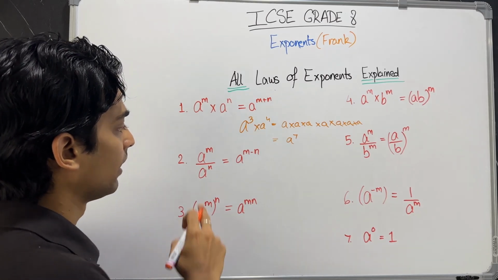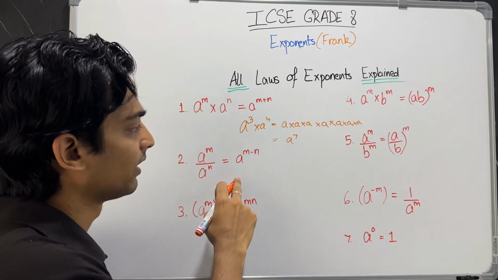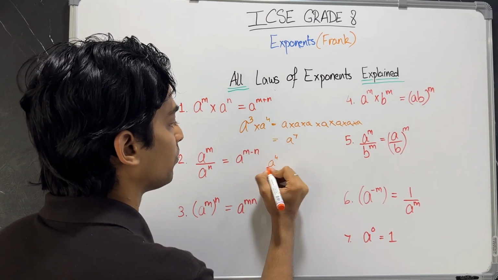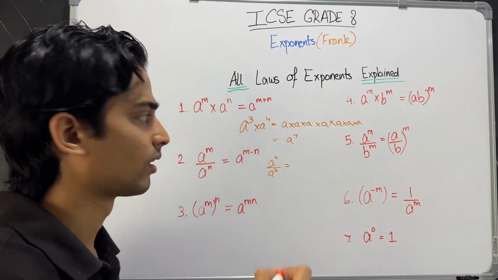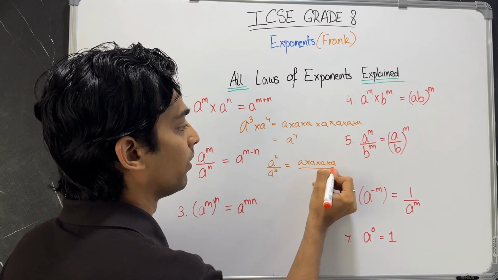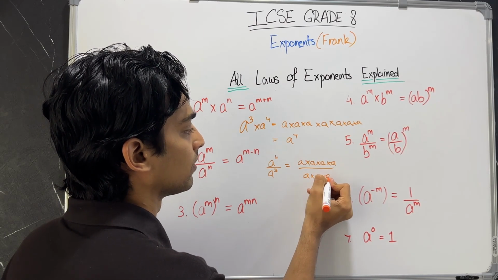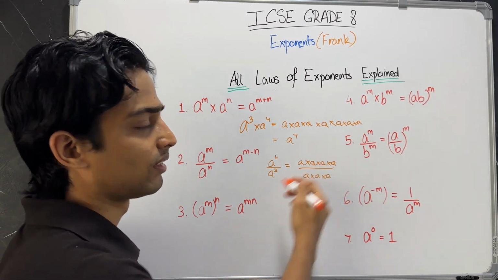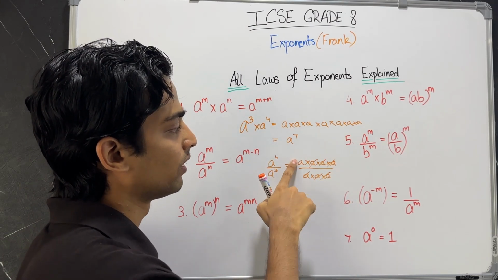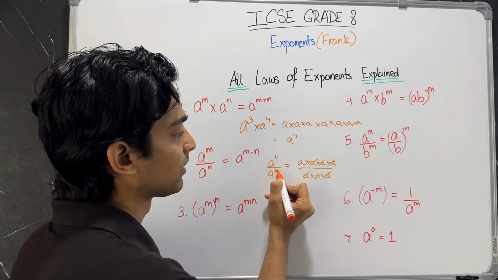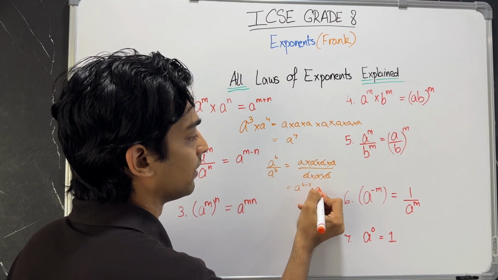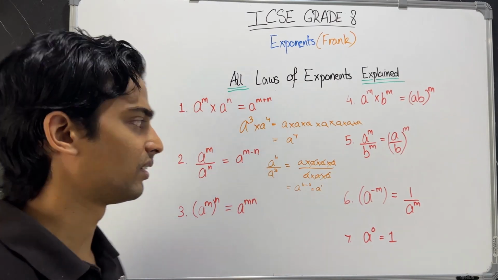Next one, a raised to m upon a raised to n equal to a raised to m minus n. Same thing, let's do. Let m be 4 and n be 3. So let's write a raised to 4 upon a raised to 3. This will be a 4 times multiplied together upon a multiplied by itself 3 times. Now, we can cancel the a's. So these 3 a's will be cancelled here and the leftover will be 1, which is nothing but the subtraction of the powers. That's how we get a raised to 4 minus 3, which is a raised to 1, which is a raised to m minus n.